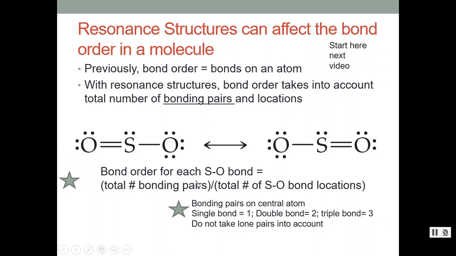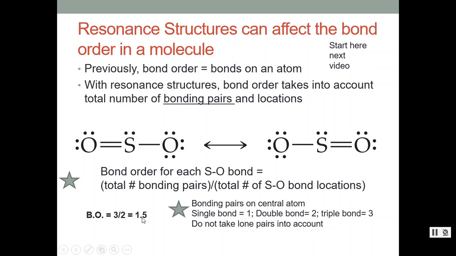So we look to see first how many total bonding pairs we have on the central atom. In this case, I have 1, 2, 3, because I have a single and a double bond. So in my numerator, I'll have 3. In the denominator, the total number of SO bond locations. Well, I have 1 SO bond, 2 SO bonds. So my bond order is 3 divided by 2, or 1.5.